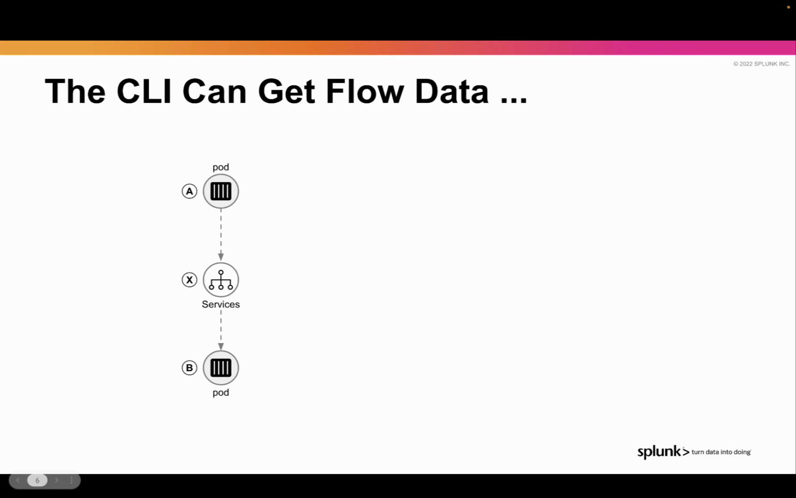Now, you could get all this data from the Linux command line. Let me show you how, but then I'm going to explain why you probably don't want to. Let's say in Kubernetes, container A wants to reach a service X, which is served by container B.